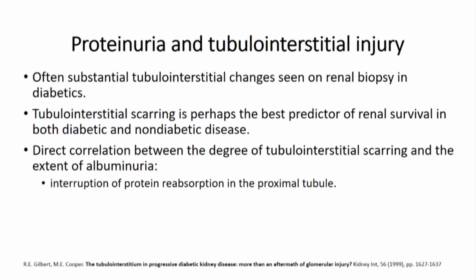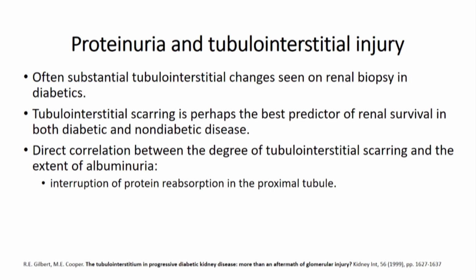Regarding the proteinuria and tubulointerstitial injury, we have to say that there are often substantial tubulointerstitial changes seen on renal biopsy in diabetics. And tubulointerstitial scarring is perhaps not the best, but a serious predictor of renal survival in both diabetic and non-diabetic disease. There's also a direct correlation between the degree of tubulointerstitial scarring and the extent of albuminuria, due to the interruption of protein reabsorption, especially in the proximal tubule area.